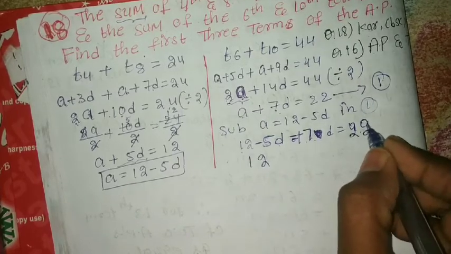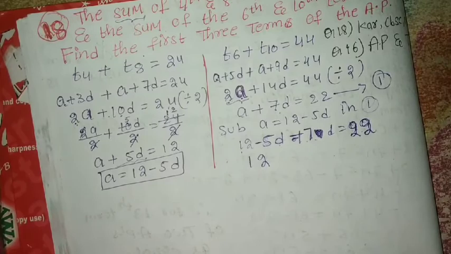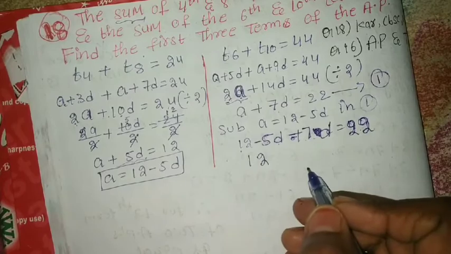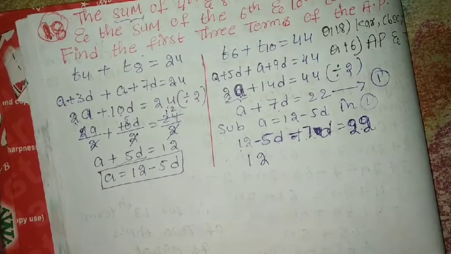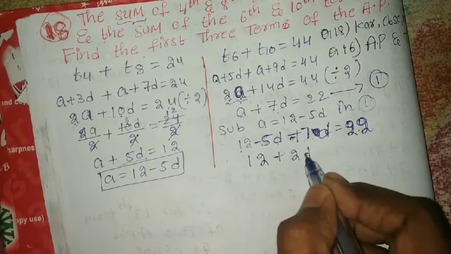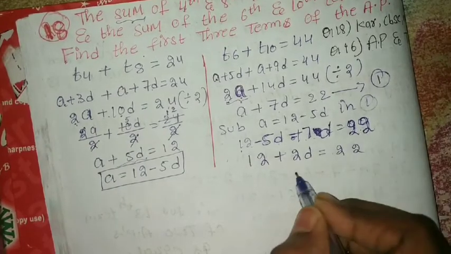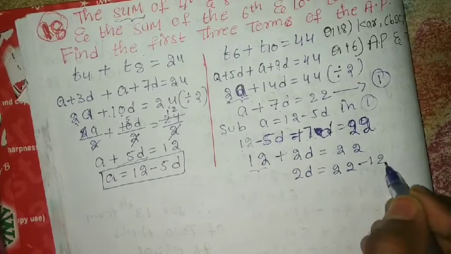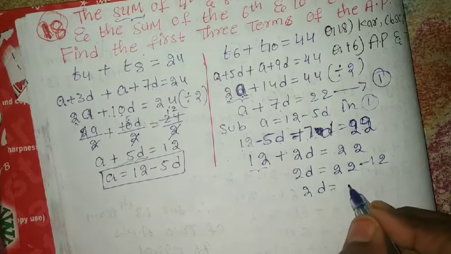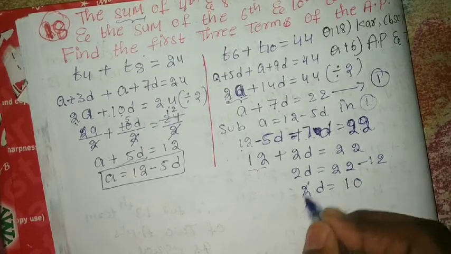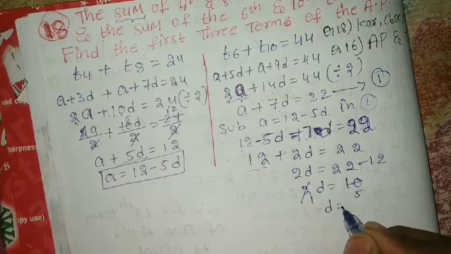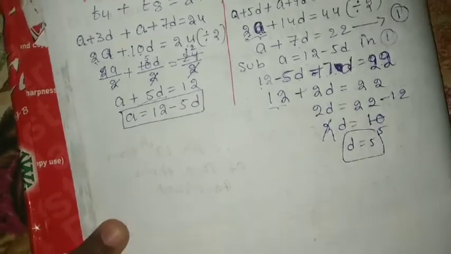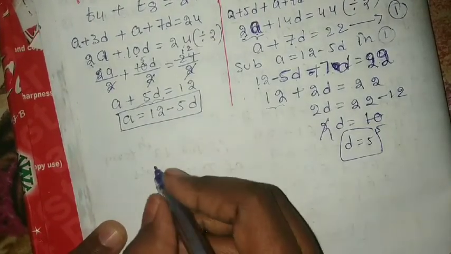Is equal to 22. Please adjust: 12 minus 5D plus 7D. What is our answer? Plus 2D. Plus 2D is equal to 22. So 2D is equal to 22 minus 12. 2D is equal to 10. 2 ones are 2, 2 fives are 10. D is equal to 5. D is equal to what? 5. Okay.